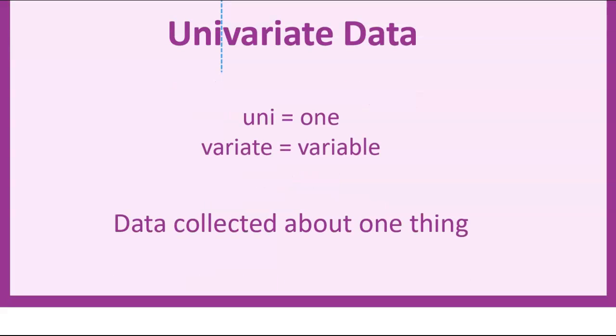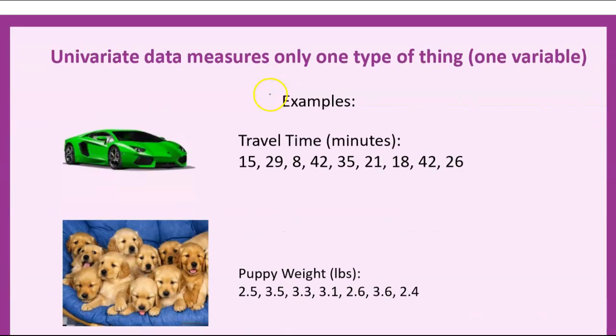First off, these measures of center apply to something called univariate data. Now this is a fancy word, but if we take it apart, uni means one, and variate means variable. So this is data we collect about one particular variable, one particular kind of thing. For example, we might be collecting data about travel times, the time it takes to travel in your car someplace. So these might be the various travel times in your car. Or maybe we are taking data on several different puppies and the weights of different puppies.